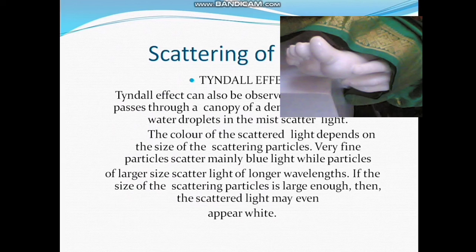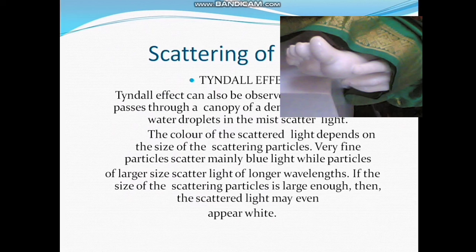The Tyndall effect is nothing but scattering of light by colloidal particles. That is, the path of the light becomes visible through a colloidal solution where the size of the particles is relatively larger, due to which the sky appears to be blue. That is the reason we are going to learn now.